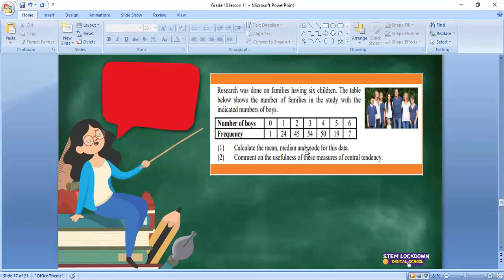All right, and they're talking about the measures of central tendency. In the absence of an outlier, we take the mean as our average.